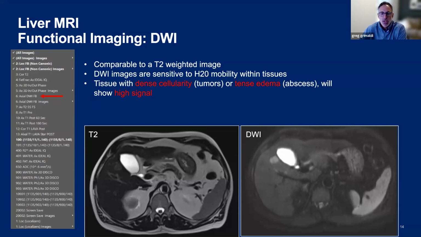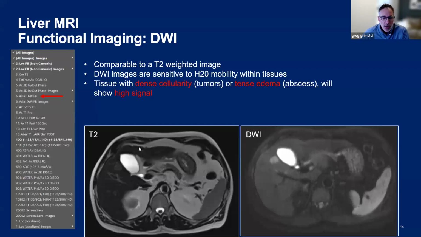higher levels of diffusion, if we see restriction, things would be bright, but not as bright as fluid. And these DW images are sensitive to water mobility in tissues. So tissues with dense cellularity, such as tumors or tense edema, abscess, will show high signal on diffusion. So as I mentioned earlier, this is a patient with cirrhosis. We have notching in the posterior right hepatic lobe.